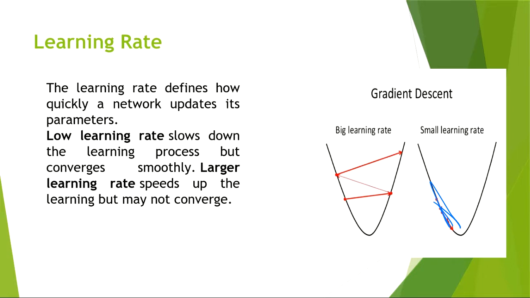Okay, so you could see this is converging very slowly. Whereas in this one the rate is higher but it's not converging. So this one is your learning rate.